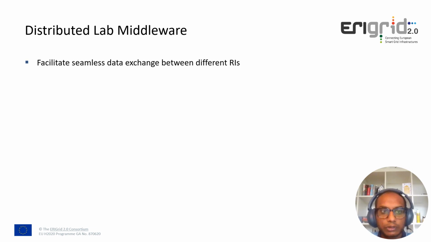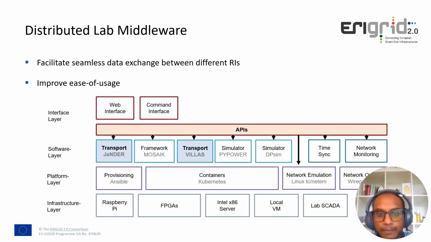So what exactly would the lab middleware seek to achieve? The first aspect is focused on data exchange, for which the lab middleware was developed. This is the most common functionality used in any multi-RI experiment. So the middleware would make it easier to exchange data between participating labs in a joint experiment that are using different transport tools, for example. And therefore, it would improve the ease of access or usage for these multi-RI experiments.